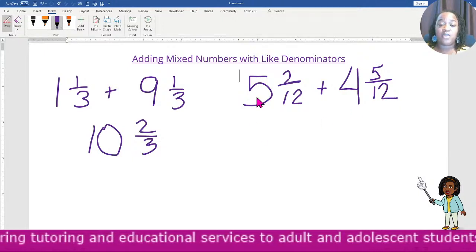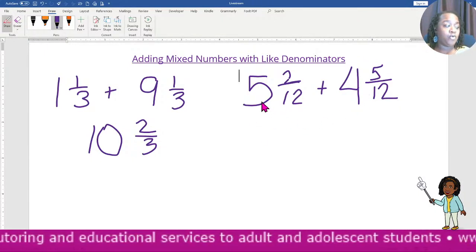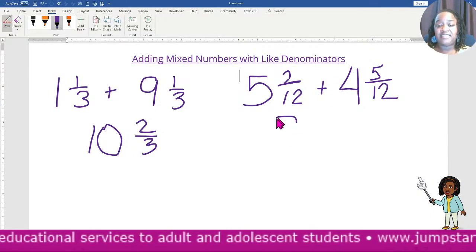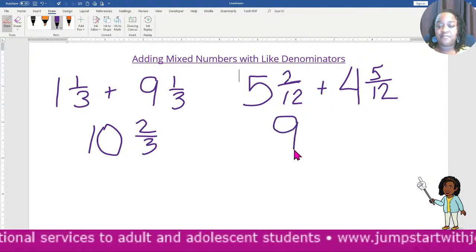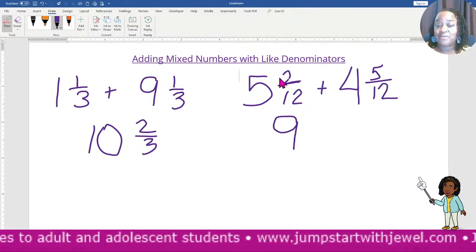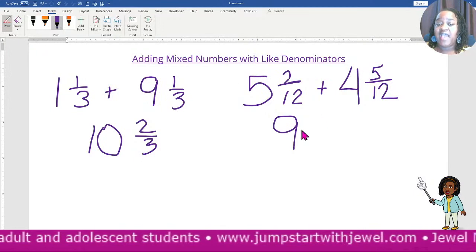So same thing, we're going to add the whole numbers. The whole numbers are 5 and 4. So we're going to add that together. That's a 9. And then we're going to go ahead and add the numerators. 2 plus 5 is 7.